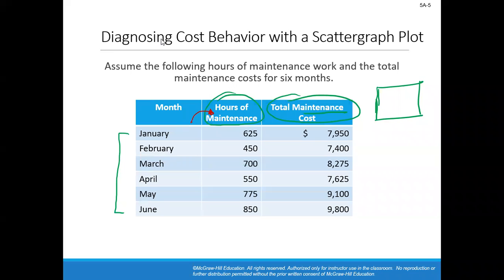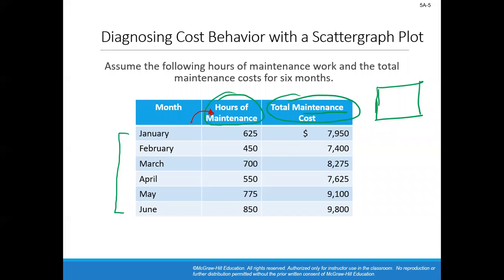Which variable here is indicating the activity base? Do not forget what we learned in the preliminary concepts. Hours of maintenance is likely to be the activity base here. Okay. So we have understood what kind of information is given to us, right?